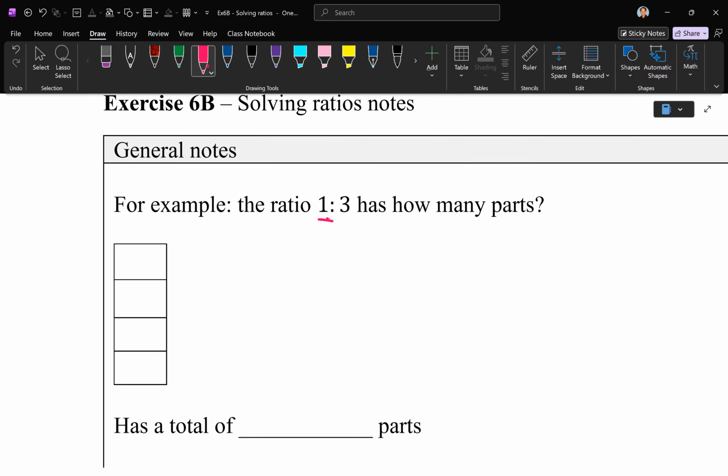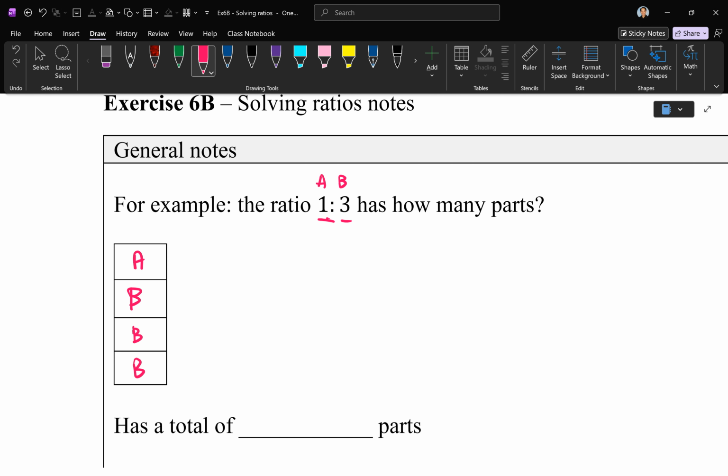You've got a ratio of 1 to 3. When you say 1 to 3, you're essentially saying one person gets one part. So here we go. Person A gets one part. Person B gets 3 parts. So this is B, B, B. They're equal parts there, but person B gets 3 of them, person A gets 1 of them. That's what 1 to 3 actually means.